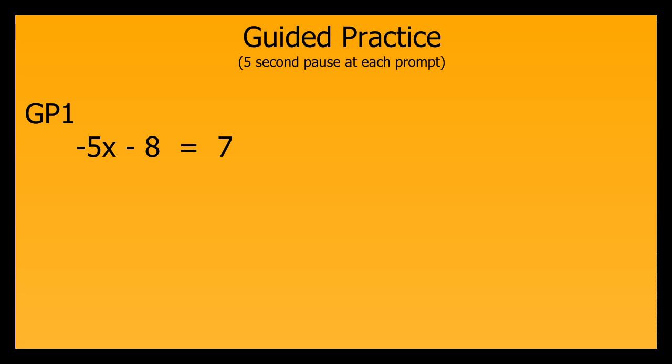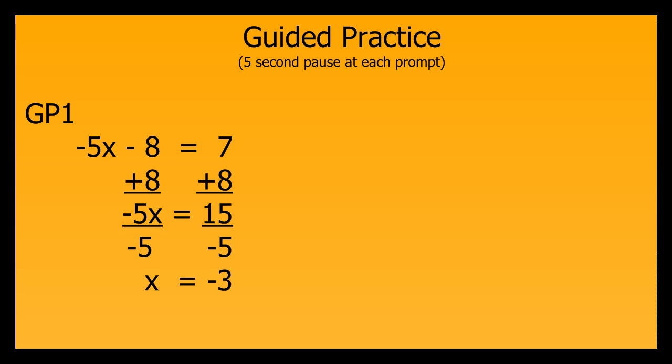You should have responded with trying to isolate x, or perhaps get x by itself. Your next question is, what operations have been performed on x? You should have responded with x has been multiplied by -5 and then 8 has been subtracted from it. So what should we do next? We should do the opposite of subtracting 8, so we're going to add 8 to both sides. Now what? We should do the opposite of multiplying by -5, so we're going to divide by -5.